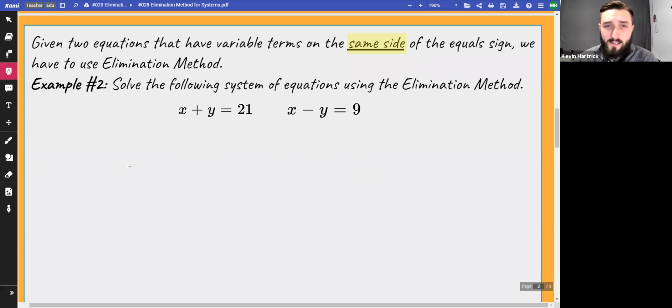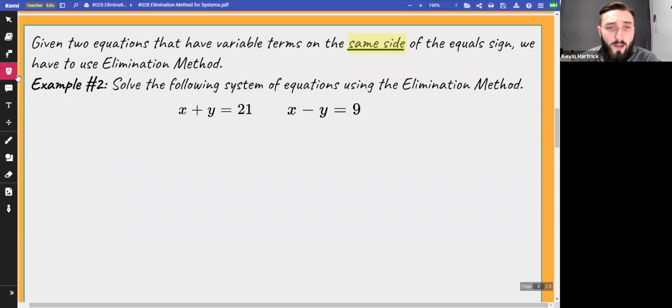And elimination means get rid of, right? So if I use this method correctly, I should be getting rid of one of the variable terms, one variable, so that when I'm finished with my method, I should only have one variable. And if I only have one variable, I'm able to solve for that variable. So how am I going to do that?